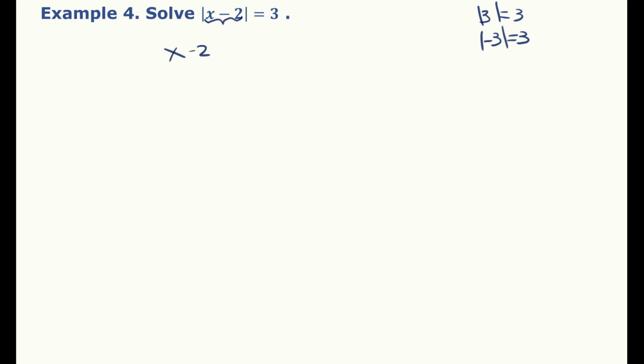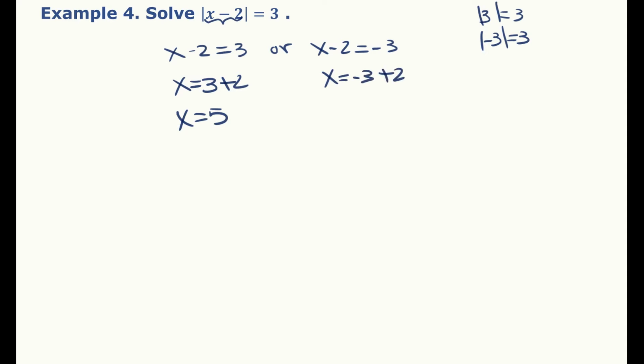That's exactly how we set this up. We'll say either x minus 2 is 3 or x minus 2 is -3, because those are the only real numbers whose absolute value is 3. So if the absolute value of x minus 2 is 3, x minus 2 must be one of those two numbers. Then we just have to solve these two simple linear equations. So we get x equals 3 plus 2, so x equals 5. And here we have x equals -3 plus 2, so x equals -1.